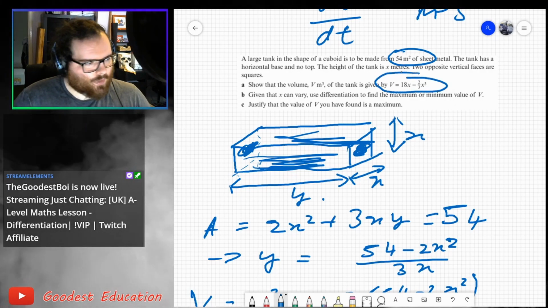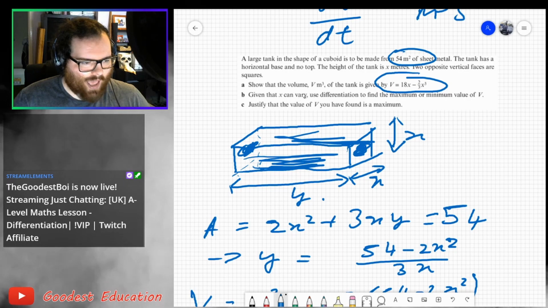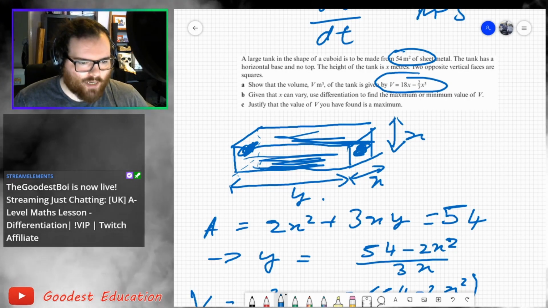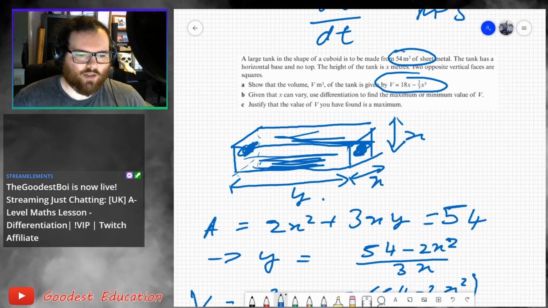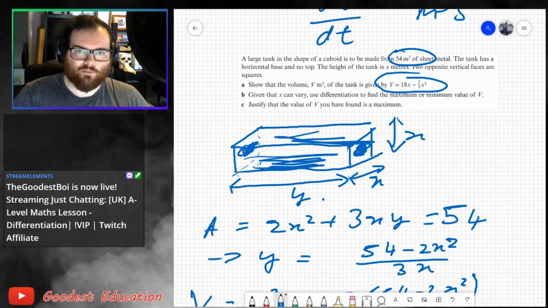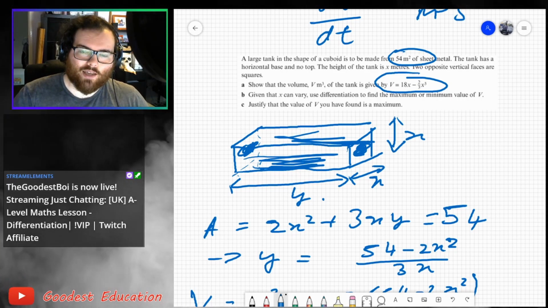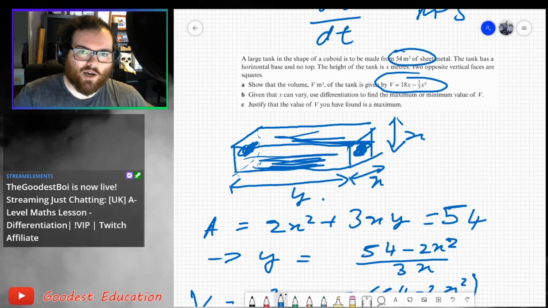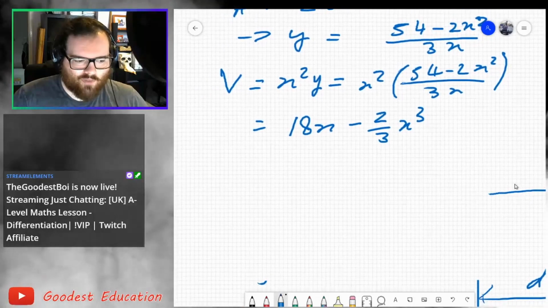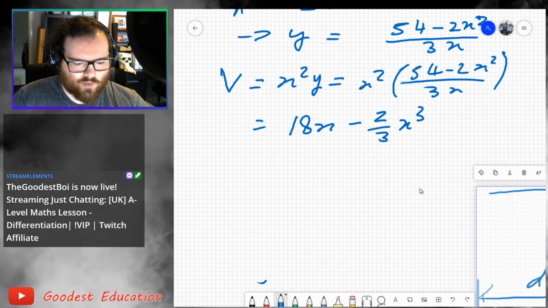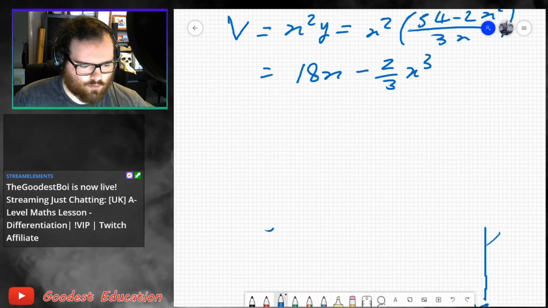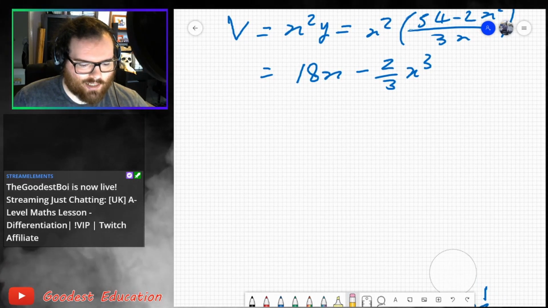So that's done. The next part is, given that x can vary, use differentiation to find the maximum or minimum value of the volume. This is similar to when you find a maximum or a minimum of a graph, except this time we're not working with f of x or y, we're working with this volume v, but it's the same principle. When you want to find the maximum or the minimum of something, you just want to differentiate it and then set that differential to 0.